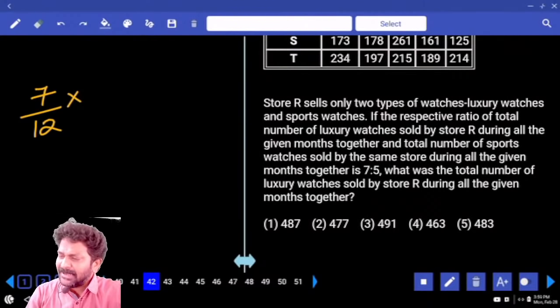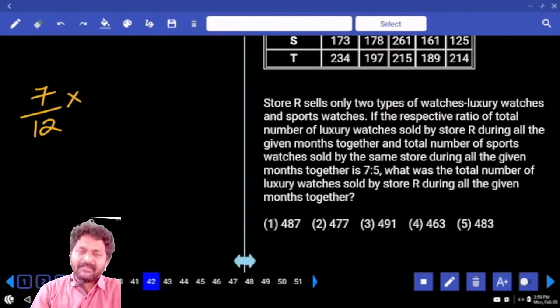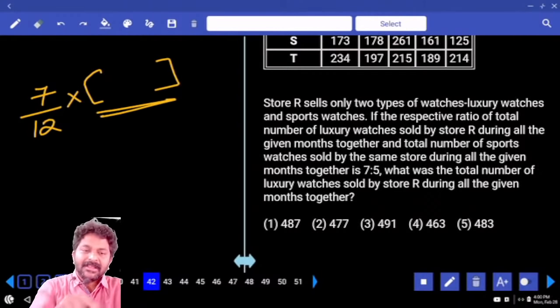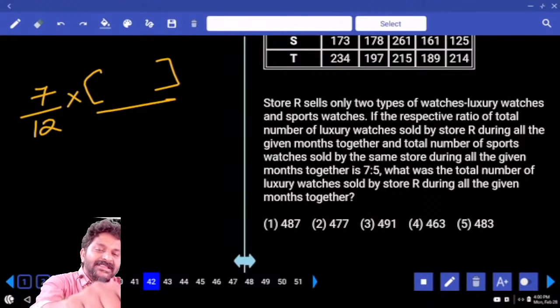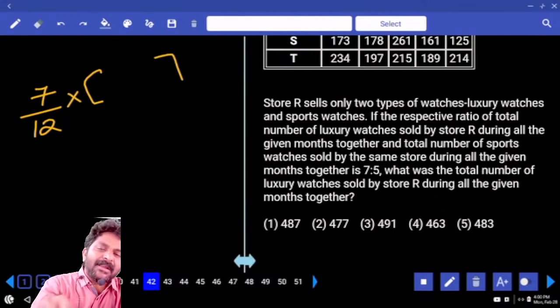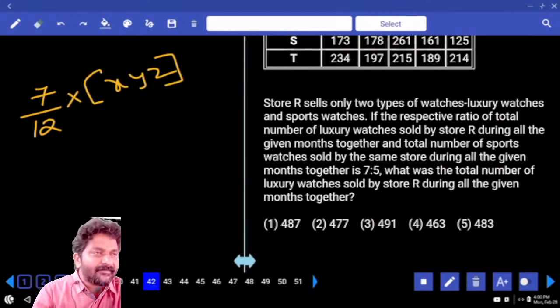The answer must be a multiple of 7. We can verify it. We don't need to calculate exactly what this number is. When you have 7/12 of some number, let's say I am writing some number XYZ. What do you do after this? Cancellation of XYZ, right?